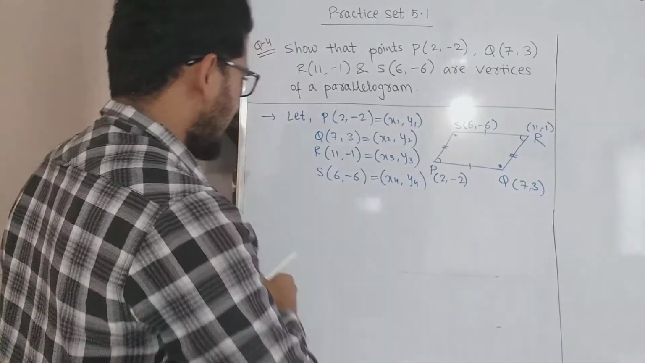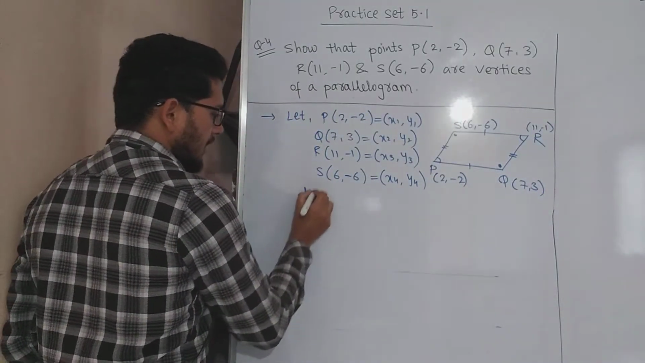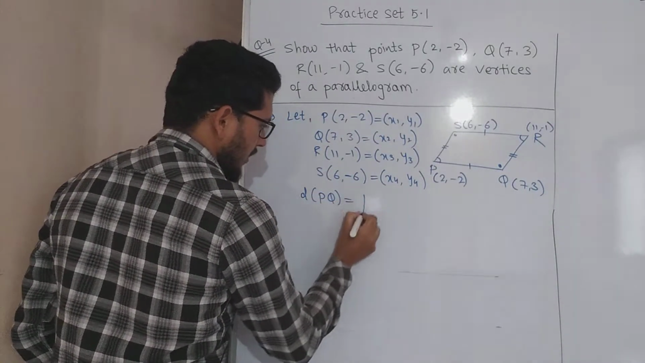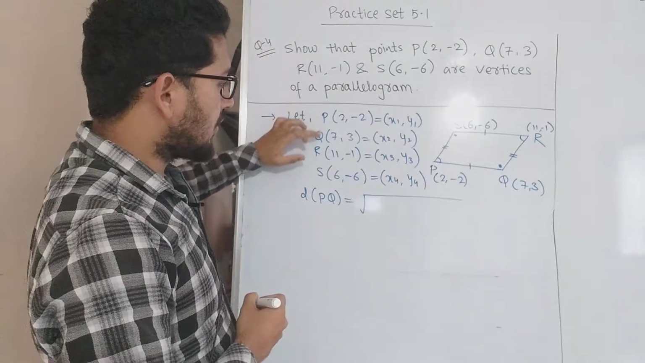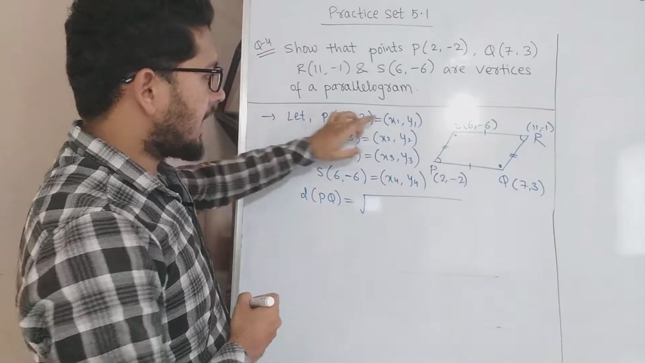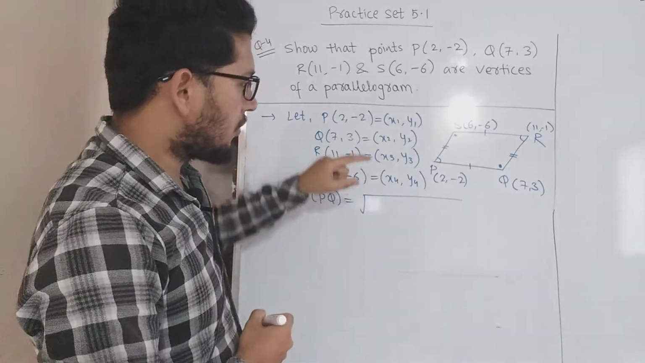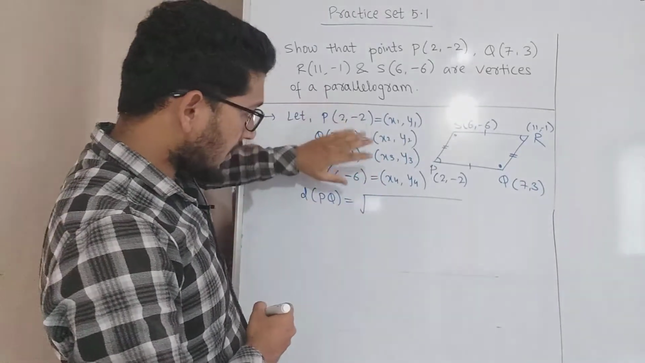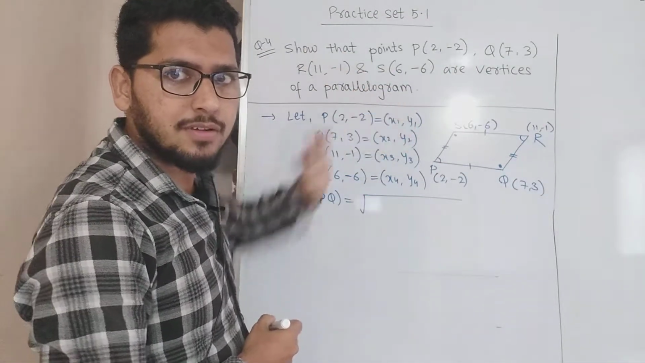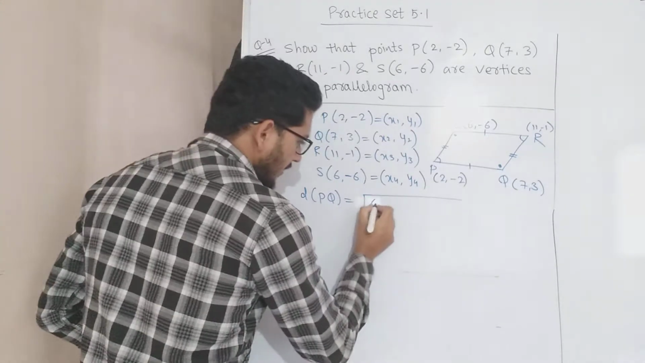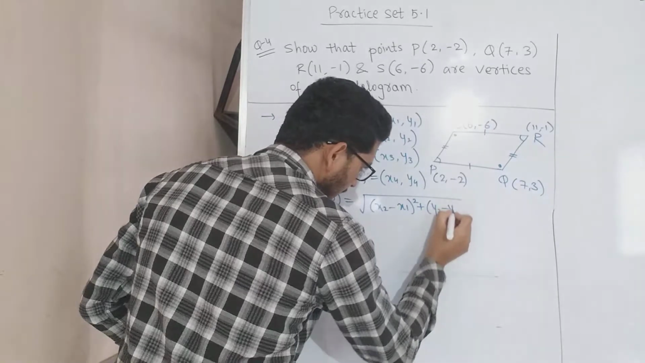So now first we have to calculate distance of PQ. We will write the formula: distance of PQ is equal to √. Here first we have to check coordinates of P and Q. Coordinate of P is x1, y1, coordinate of Q is x2, y2. How do we write the formula? The formula will become like this: second coordinate minus first, so x2 minus x1 whole square plus y2 minus y1 whole square. So we will write x2 minus x1 whole square plus bracket y2 minus y1 whole square.